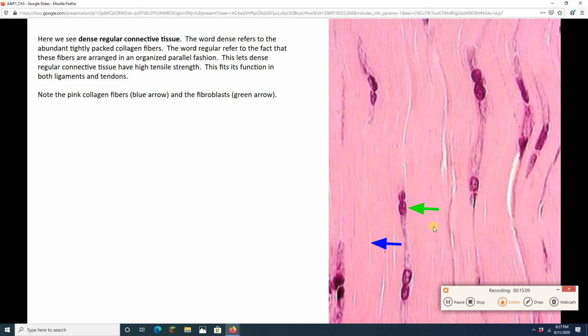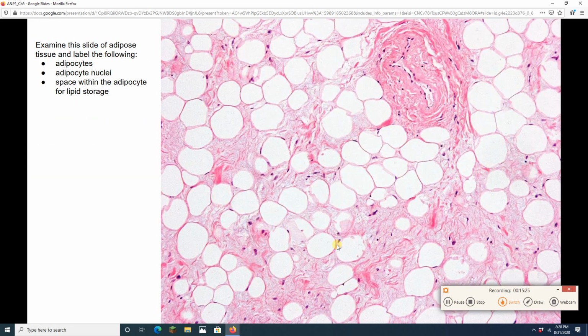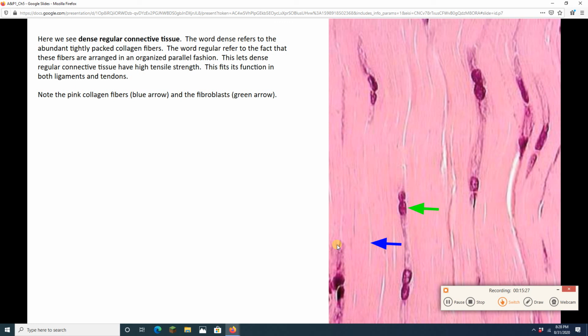Areolar connective tissue, it had fibers, but if we went back, let's go back. Here's some areolar tissue. The fibers are there, but they're spread out. I mean, they crisscross and stuff, but there's still a lot of white space in here, right? But dense connective tissue has tightly packed collagen fibers. Look at all the vertical pink lines here. These are collagen fibers that have been packed together.